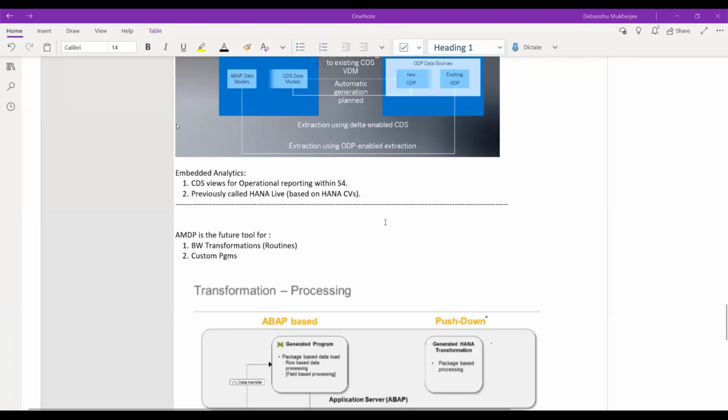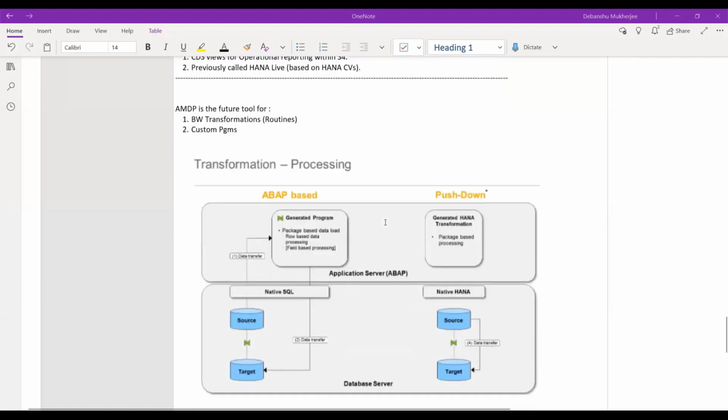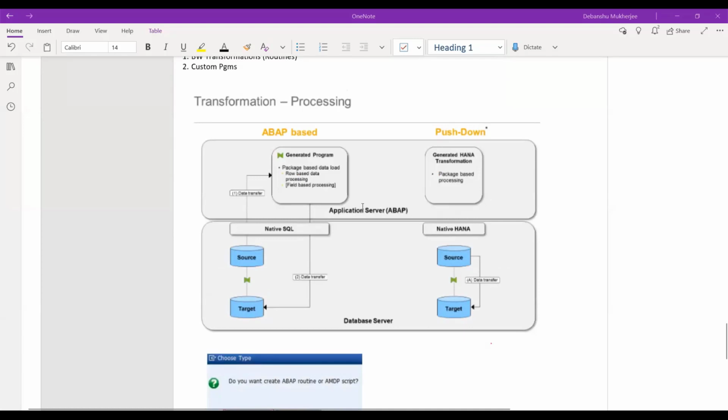Okay. And where would we use AMDP? So we saw how we use CDS, but where do we use AMDP in BW? AMDP is used in two places in BW. First is transformations, BW transformations. Now the routines, start routine, end routine, field routine, expert routine, all the routines will be written as an AMDP class. You will no longer write it in a simple ABAP code, which we used to write. It is going into an AMDP class.